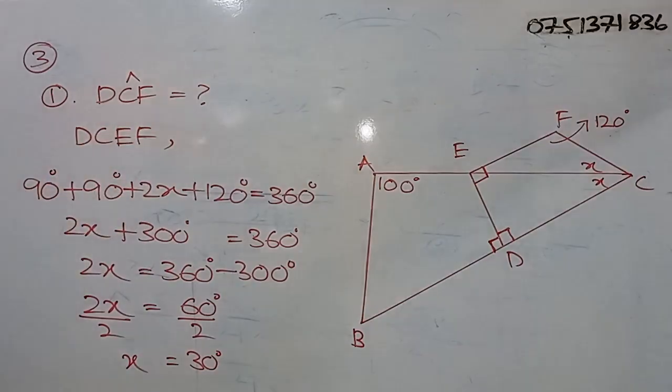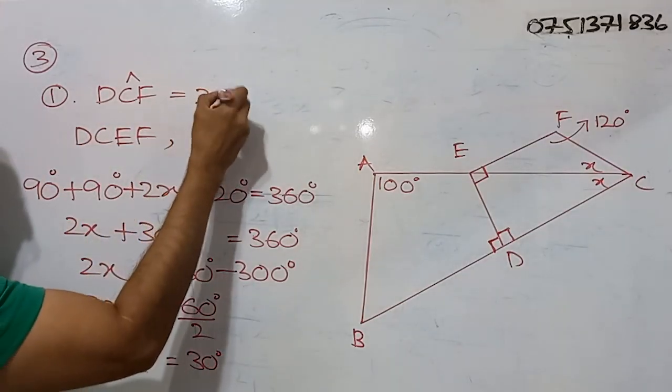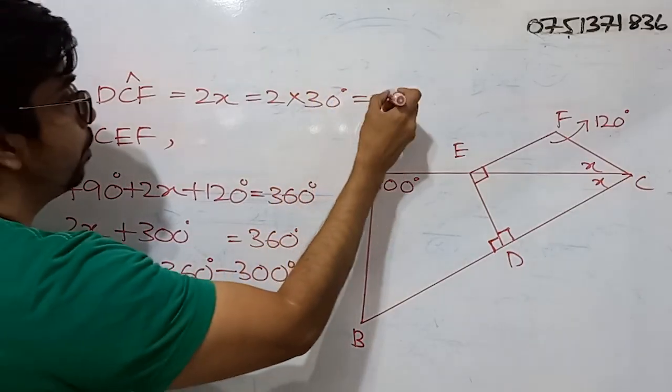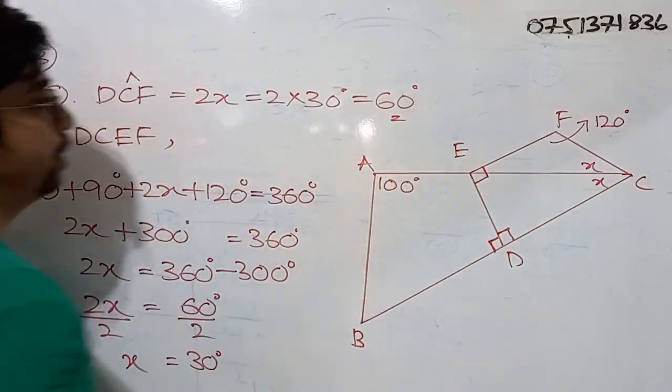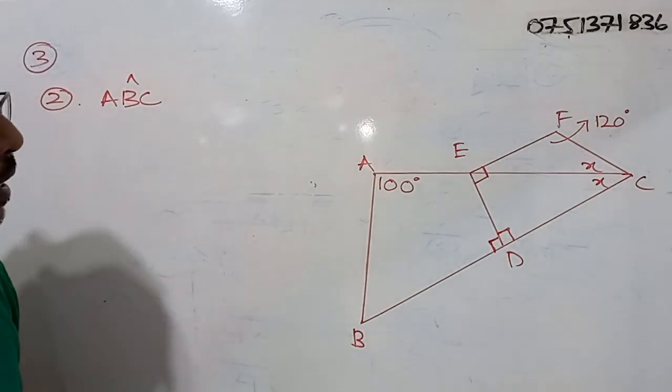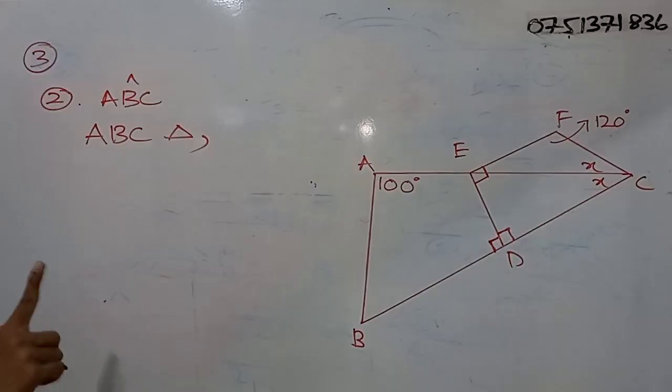DCF means what? DCF is equal to 2x. That means 2 into 30, which will be what? 60 degrees. So this will be the answer. Okay, so the next angle that we need to find is what? Angle ABC. So we will consider the sum of internal angles of the ABC triangle.